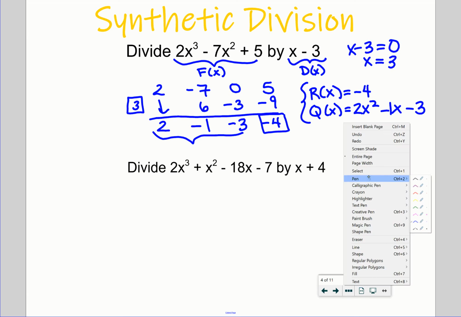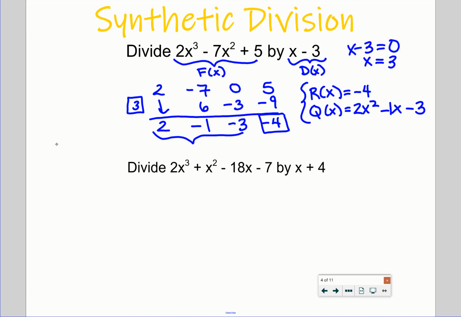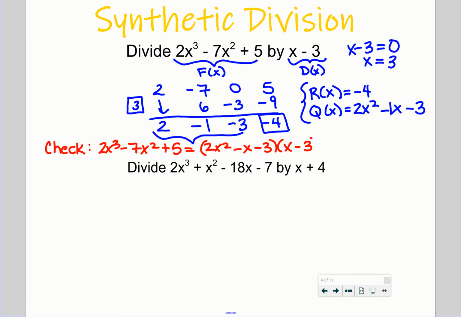If you want to check this answer, you can check it with the division algorithm. The division algorithm says the original problem equals the quotient times your divisor plus your remainder.